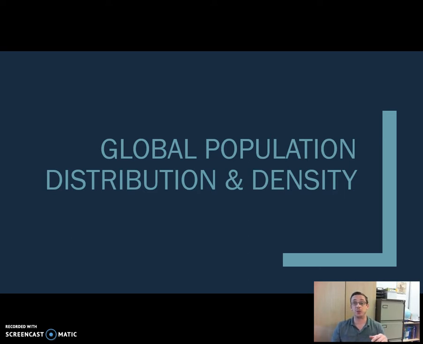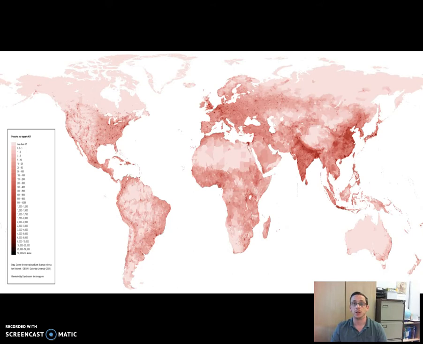Now this is something that is reasonably straightforward. We're looking at where people are in the world and why they are located there, or not, as the case may be. So if we look at this, most of you, I dare say, will have seen maps like this before. We've got a population density map. So we're looking at this, and obviously the areas that are more brightly shaded red are more densely populated.